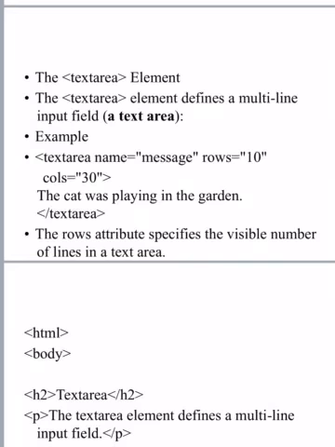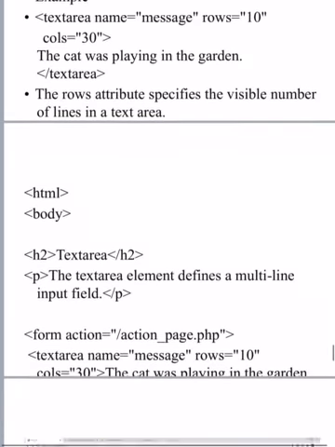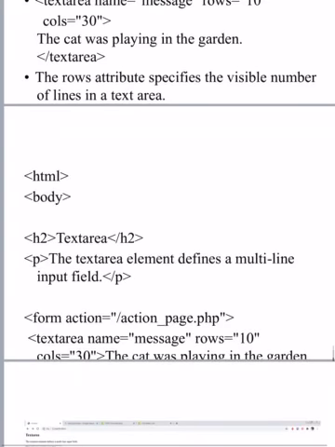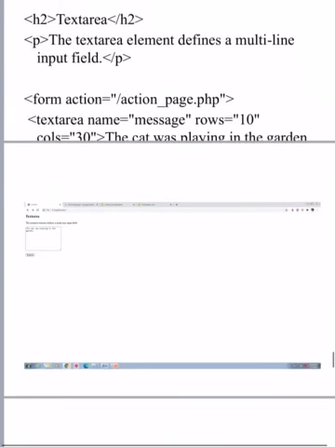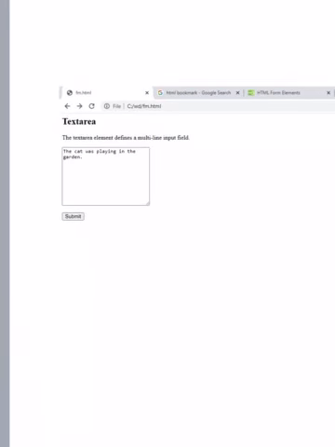The rows attribute specifies the visible number of lines in a textarea. Now if we see the example of the textarea, the textarea name is equal to message, rows is equal to 10, columns 30, and the text given is: the cat is playing. So the textarea element defines a multi-line input field. This is the output. In that particular text field, the text "the cat was playing in the garden" was written, and space is available because there are more rows and more columns, and the submit button is given here.